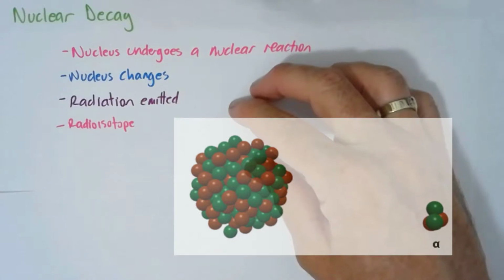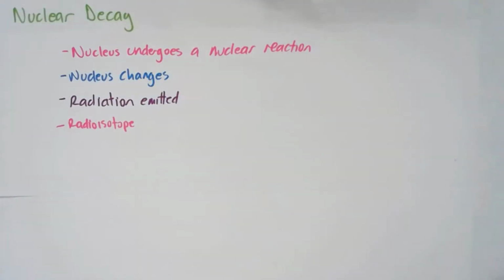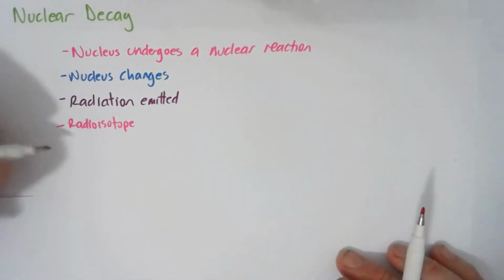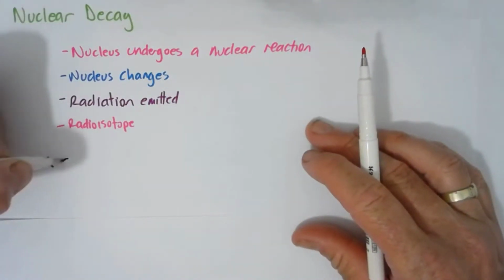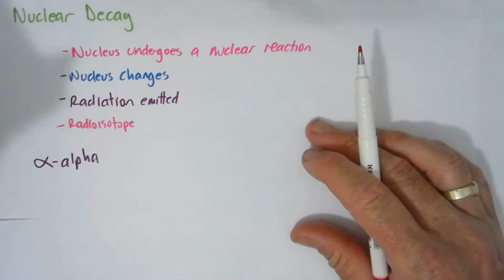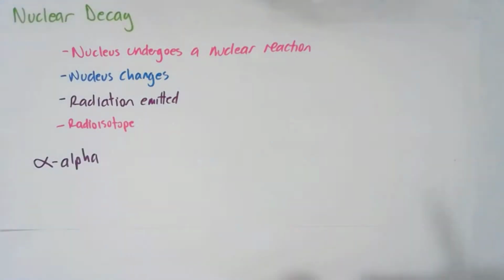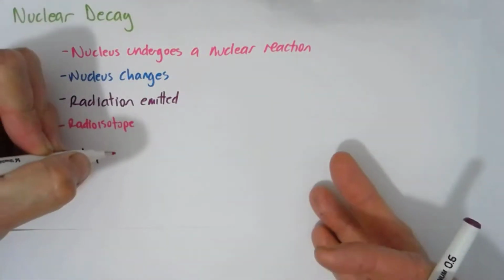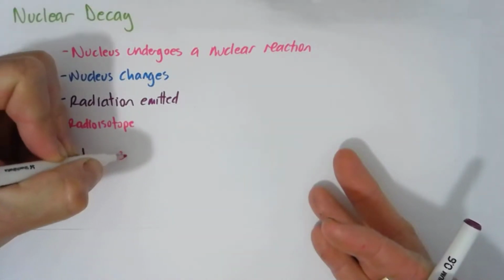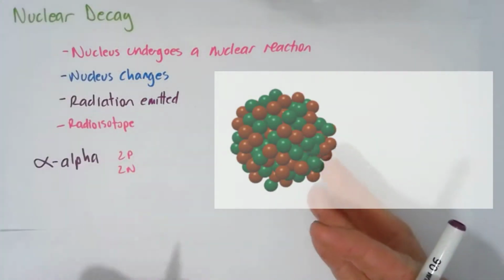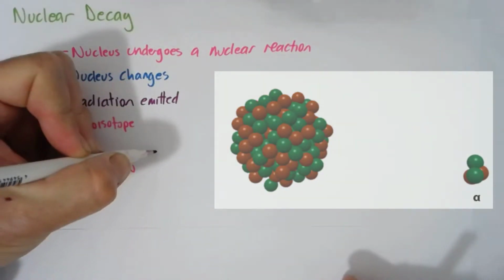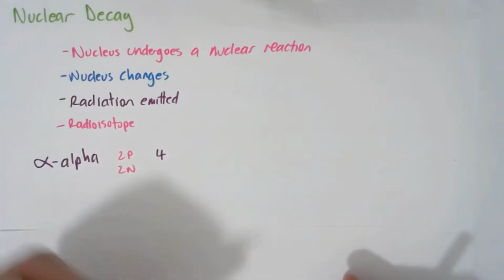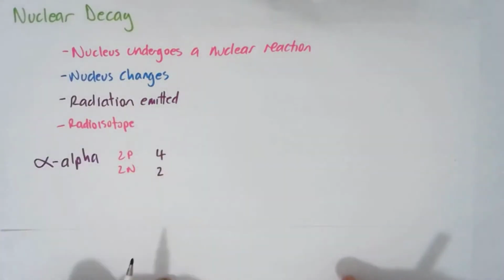There are a couple of different types of nuclear decay, and we're going to focus on two of them. The first one is alpha decay. That's the Greek letter alpha. In alpha decay, what's released is 2 protons and 2 neutrons. So the particle that gets released has a mass of 4 and an atomic number of 2.